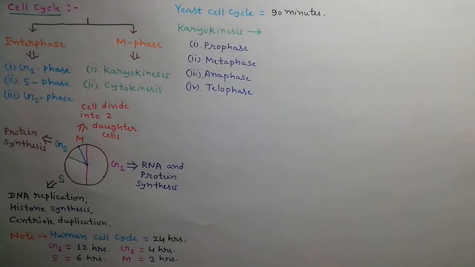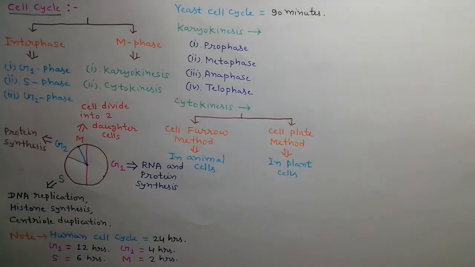In M phase, karyokinesis is further divided into four phases, prophase, metaphase, anaphase and telophase. Two types of cytokinesis occur after karyokinesis. Cell furrow method is found in animal cells and cell plate method is found in plant cells. Next, we will discuss mitosis.